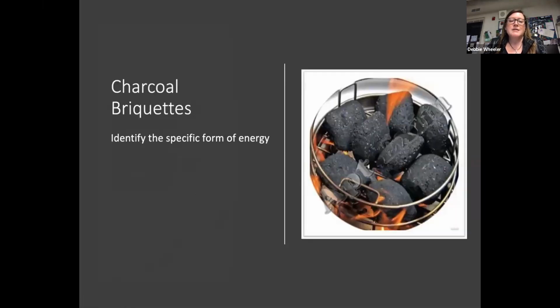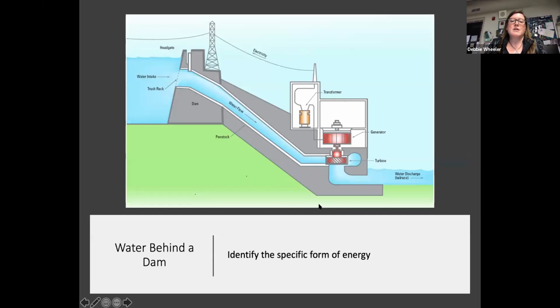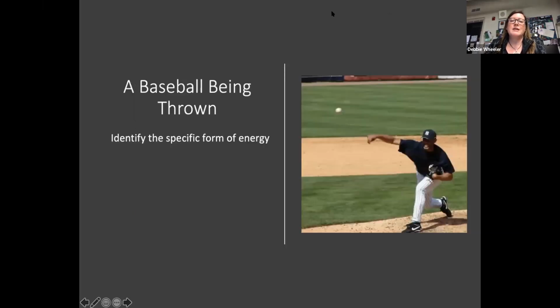Potential chemical, excellent. Charcoal briquettes, those are what you use if you're grilling out and you don't have gas, propane outside. This is also going to be potential chemical. Nice. So water behind a dam, and it's going to flow through that dam and eventually turn the turbine. But what is the water behind the dam called? Potential. Gravitational. I think that was the abbreviation you're going for there, Sally. That's good. A baseball being thrown. Yep. Kinetic is the best answer.